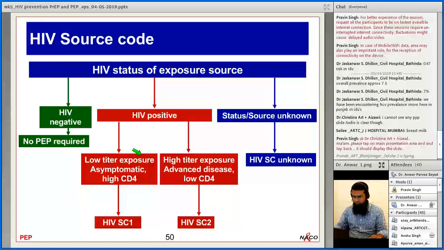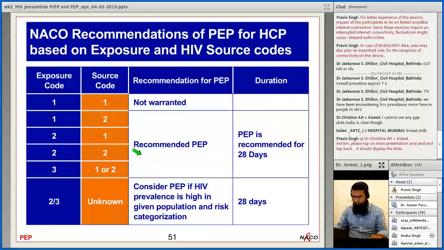Just to remind, exposure code 1 is low volume exposure to mucous membrane, even if this is infectious fluid, and source code 1 is low titer, for example undetectable viral load and very high CD4 and things like that. Then it is not warranted. But if it is anything beyond that, PEP is recommended.